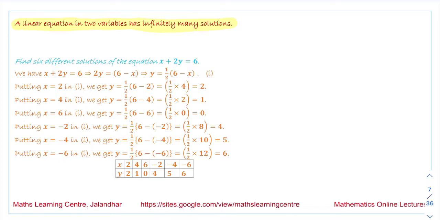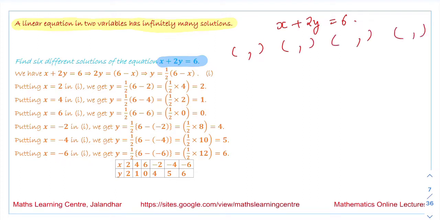Based on this, we are given this equation: x plus 2y is equal to 6, and we want to find 6 different solutions for this equation. What we mean by 6 different solutions is that we want to find 6 different pairs of x and y which satisfy this equation.